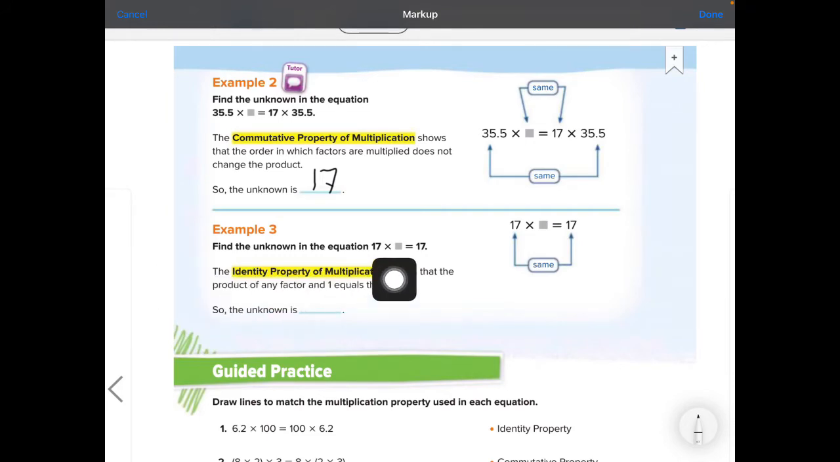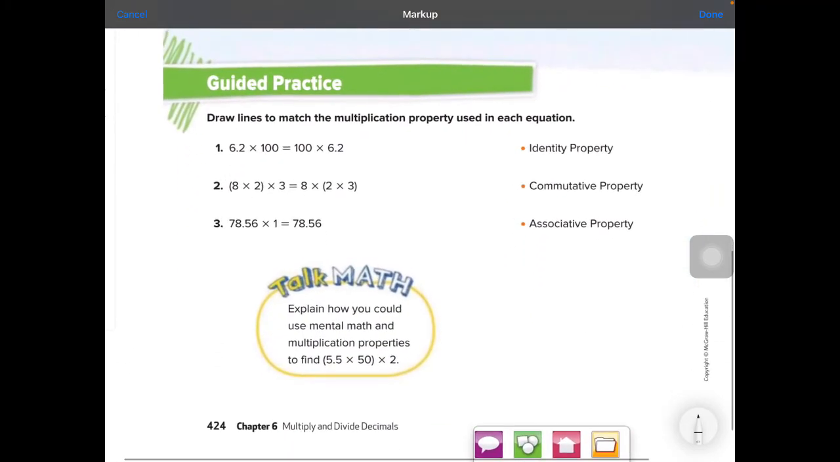Okay, the only difference now is the identity property. With multiplication, the identity property, we use the number 1. In addition, we added a 0, and it would still keep its identity. But in multiplication, if we multiply anything by 1, it still keeps its identity. So that is the identity property.